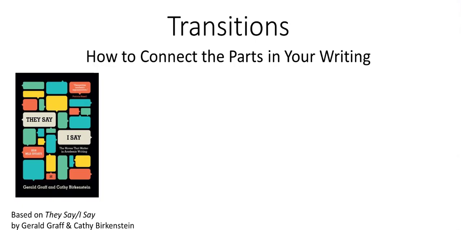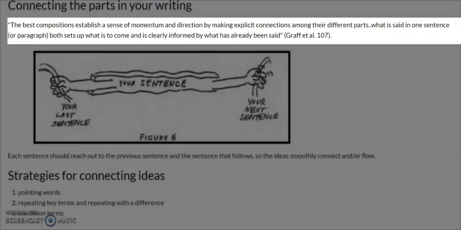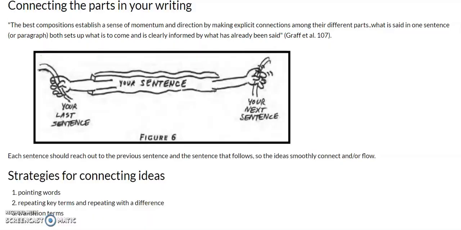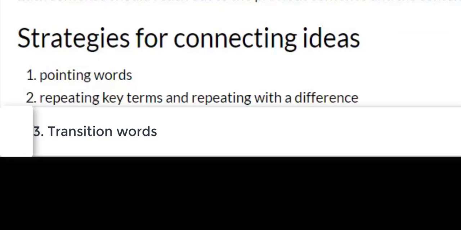In the book They Say, I Say, the author writes, "The best compositions establish a sense of momentum and direction by making explicit connections among their different parts. What is said in one sentence or paragraph boasts up what is to come and is clearly informed by what has already been said." So you should think of each sentence as reaching out to the previous sentence and the sentences that follow, as if there's two arms that are reaching out to connect the ideas, so the ideas smoothly connect in your essays. There are three strategies for connecting these ideas.